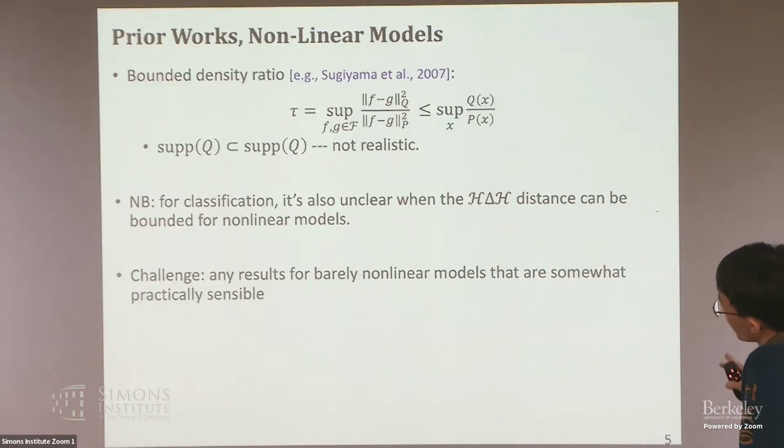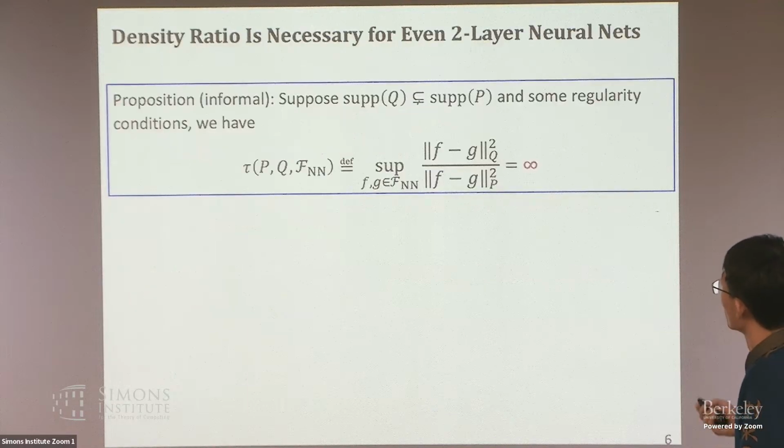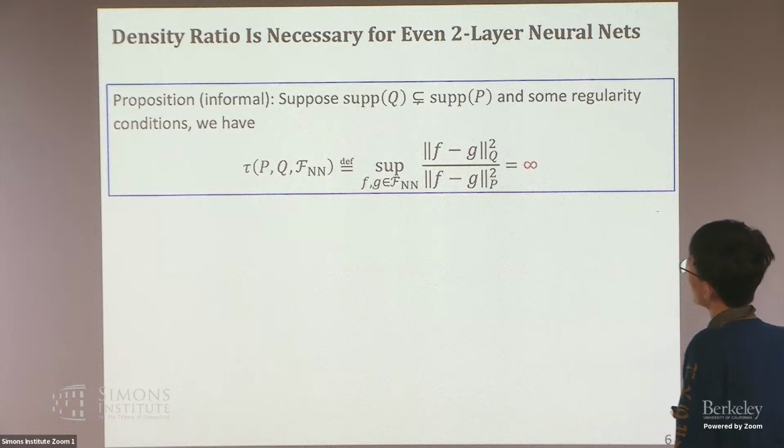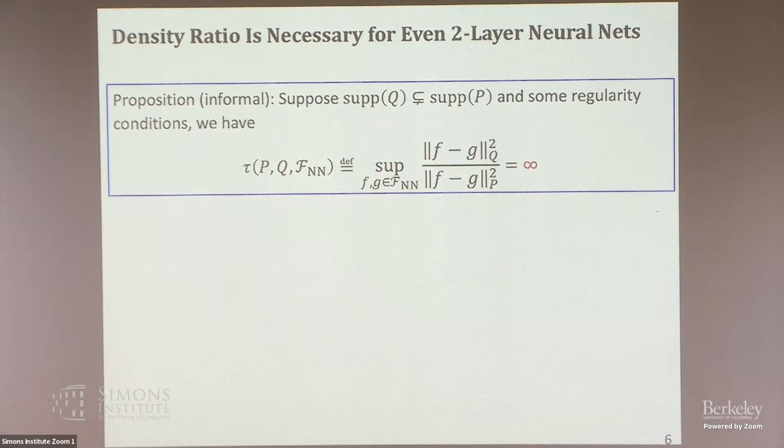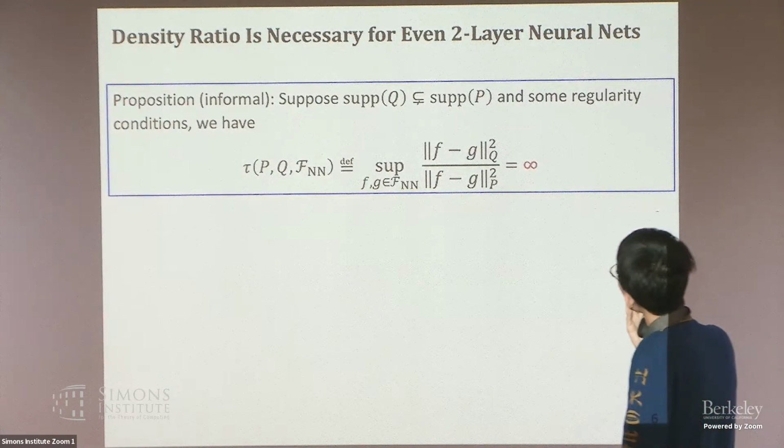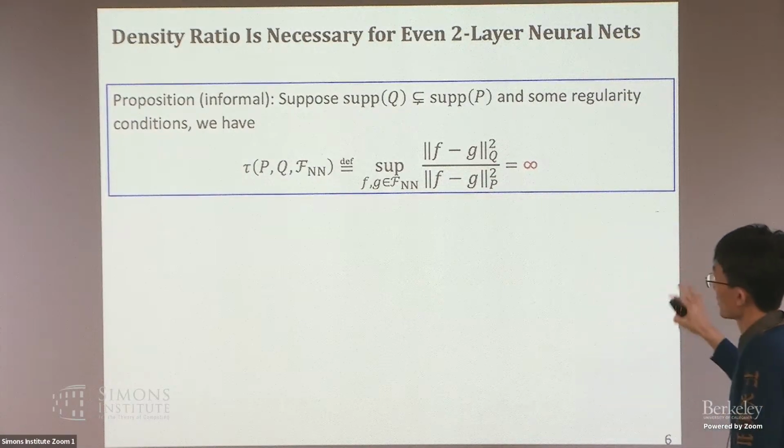Yes, at least for the multiplicative case, I don't know any other results other than the bounded density ratio versus the linear model. So basically, we just want to go beyond the density ratio for nonlinear models. But it turns out even for two-layer networks, this is almost a trivial result. Don't get surprised by that.